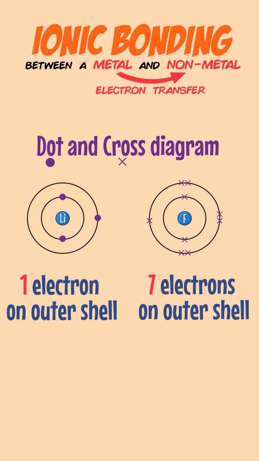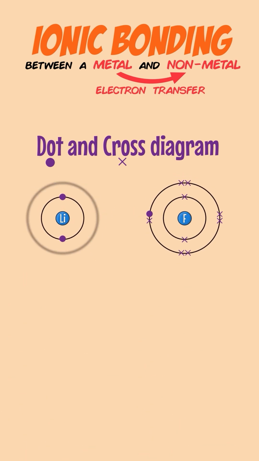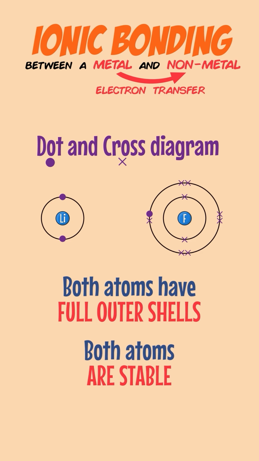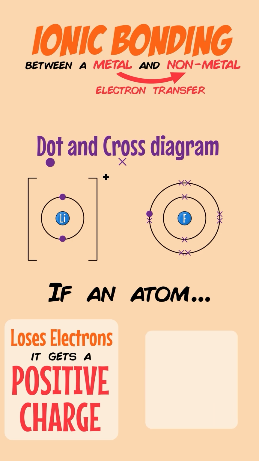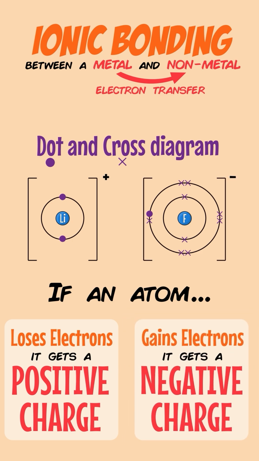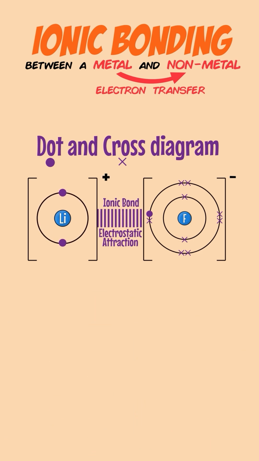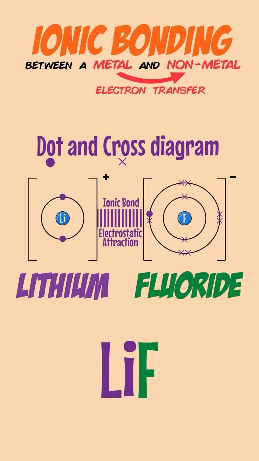The best way for both atoms to get a full outer shell is for lithium to transfer 1 electron to fluorine. This gives both atoms full outer shells and makes them stable. As lithium loses 1 electron, it gets a charge of +1, and fluorine gains 1 electron, so it gets a charge of -1. Both of these ions are oppositely charged and they have electrostatic forces of attraction that holds them together. This is known as the ionic bond. The Li+ and F- ions join to give a final formula for lithium fluoride as LiF.